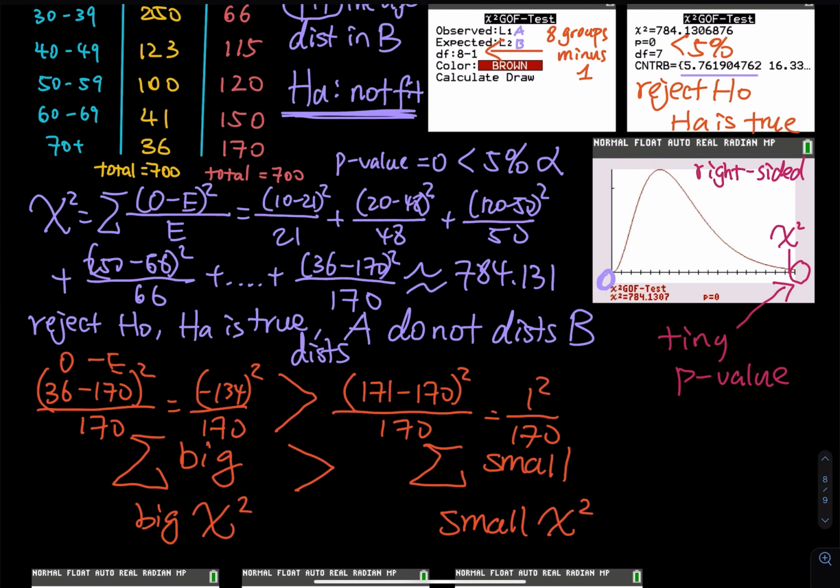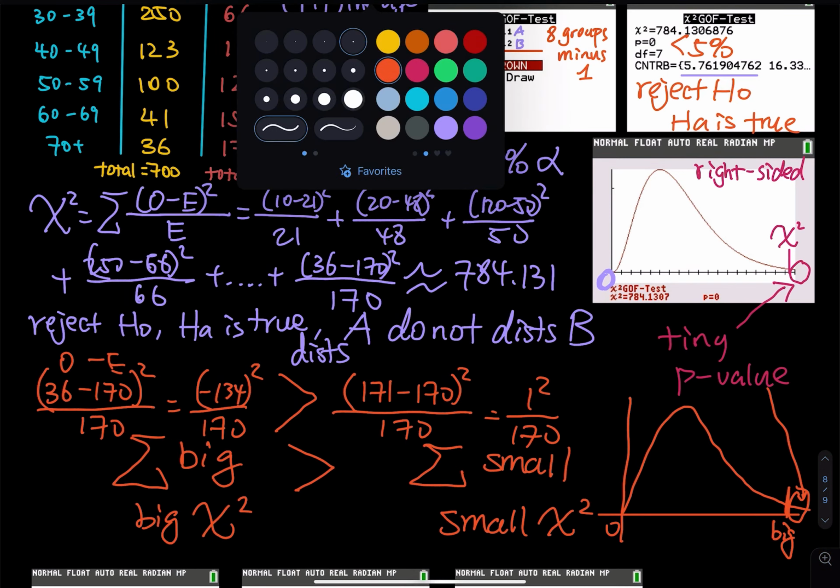Okay, and then we draw a graph. So let's draw a graph right over here. And then here is the graph, chi-square. The chi-square starts at 0. So where is the big chi-square? The big chi-square is right over here. So this is big. Since this is a right-sided test, the p-value is very tiny.